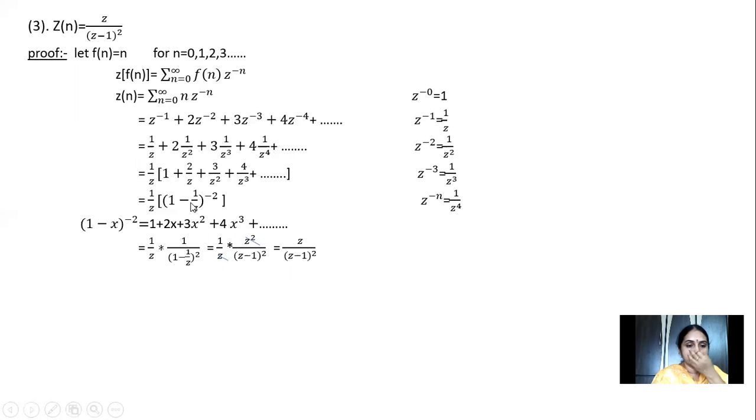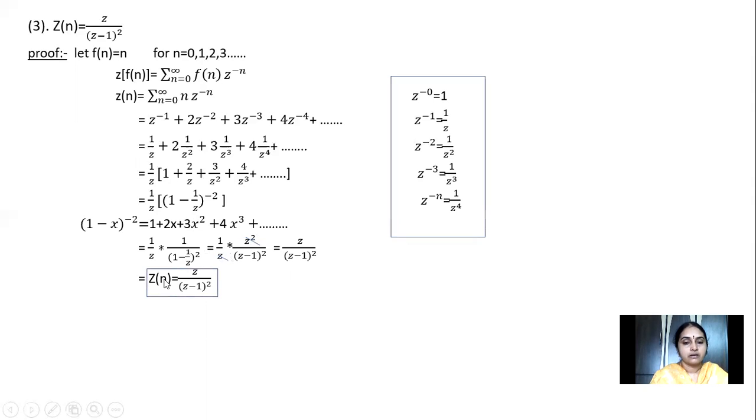And then take the LCM. 1 by z into (z minus 1 by z) whole power 2. We have written in the denominator 1 by z into, take LCM, (z minus 1 by z) whole square, that means z square by (z minus 1) whole square. LCM cancels, you will get z by (z minus 1) whole square, that means Z of n is equal to z by (z minus 1) whole square. This is the formula. Z of n equal to z by (z minus 1) whole square.